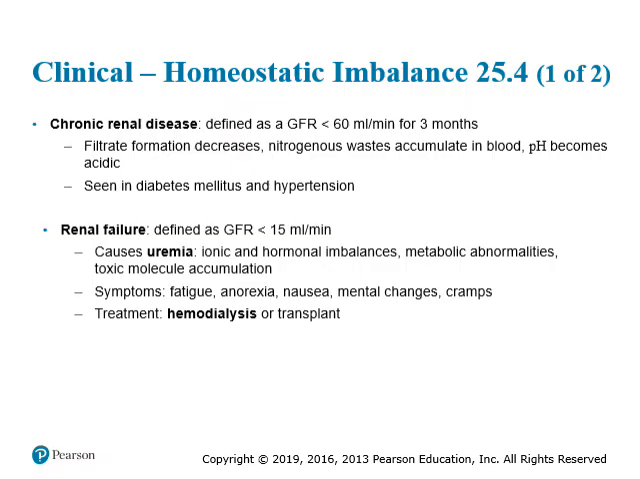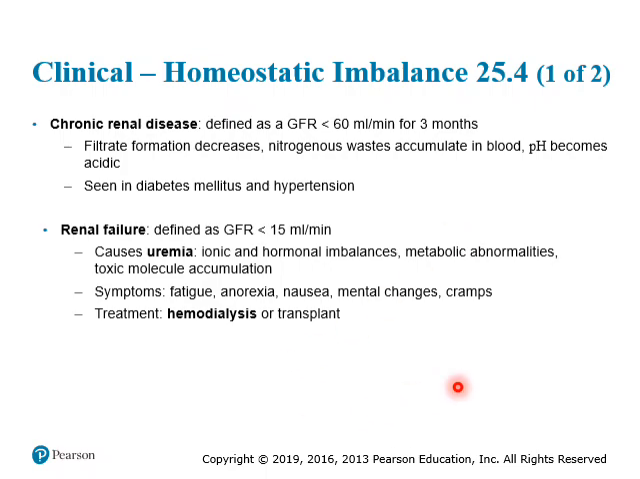Now, in chronic renal disease, defined as a GFR that is less than 60 ml per minute for 3 months, the filtrate formation would decrease. The nitrogenous waste accumulates in the blood, and the pH of the blood becomes acidic. This is seen in diabetes mellitus as well as in hypertension.